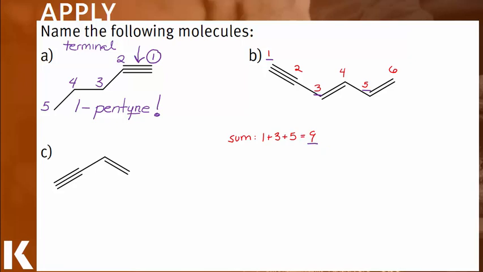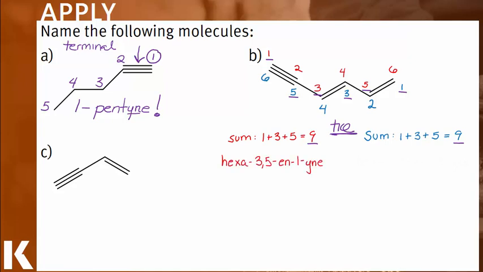Now let's see what the sum would be labeling in the opposite direction, from right to left. So here we have double bonds on carbons 1 and 3 and a triple bond on carbon 5. So the sum is also 9. And here we have a tie, so we need to think about our tiebreaker, and that comes into the alphabetical order.